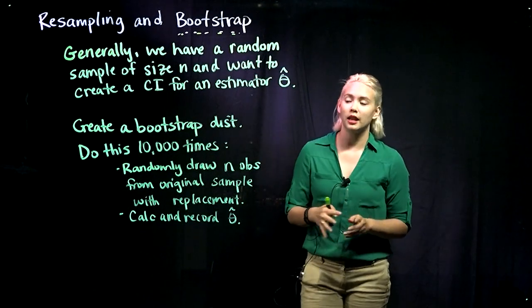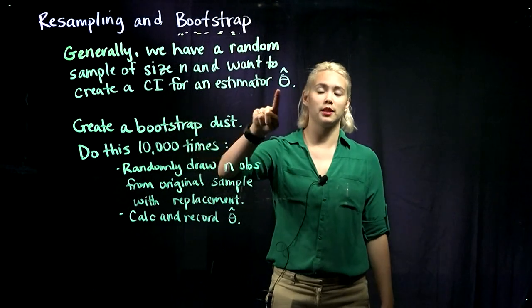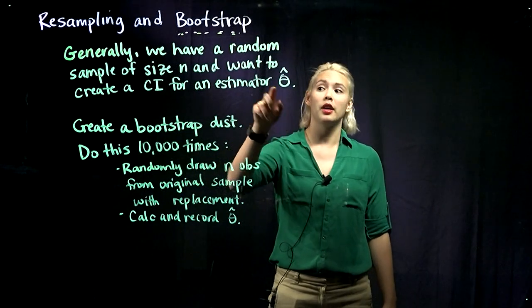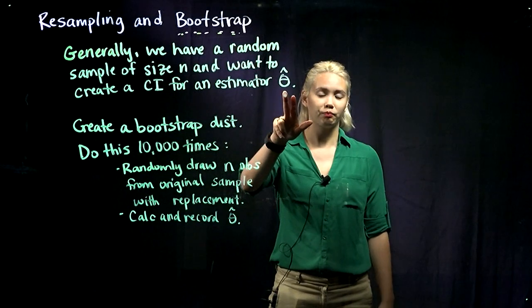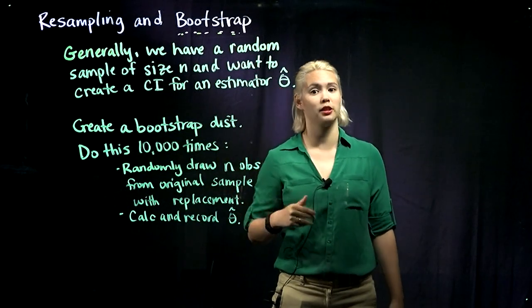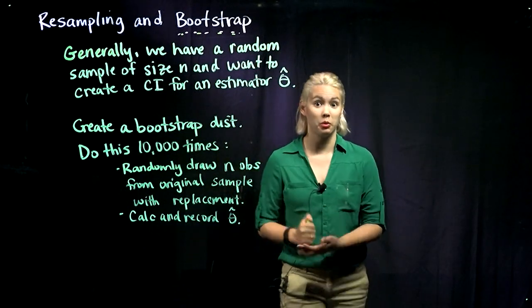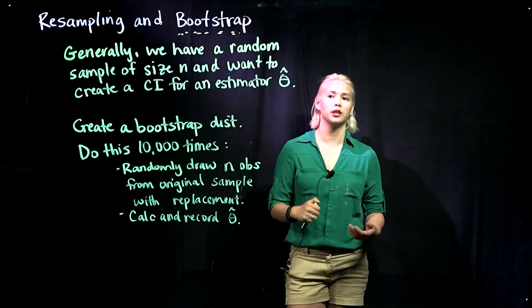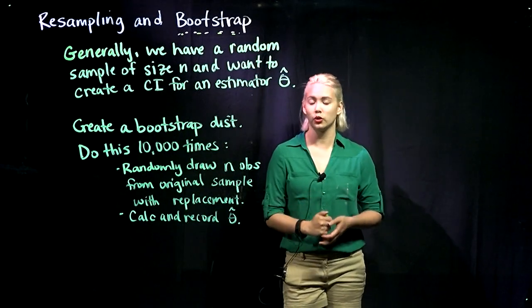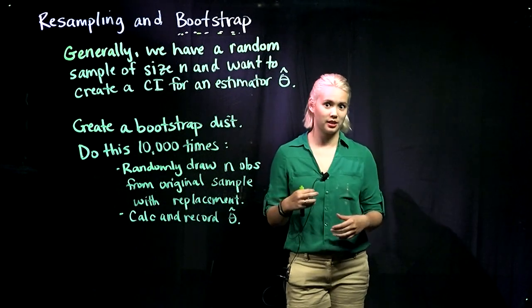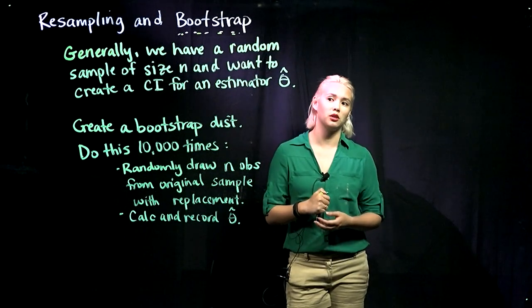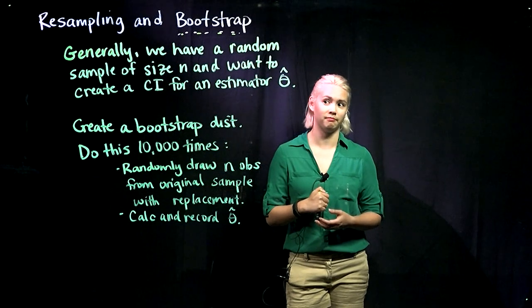So we would like to create a confidence interval for this estimator theta hat. And that would require us having the sampling distribution for theta hat. We do not have the sampling distribution for theta hat, so what we need to do is simulate the sampling distribution for theta hat. If we create this bootstrap distribution for theta hat, that will approximate our sampling distribution for theta hat.